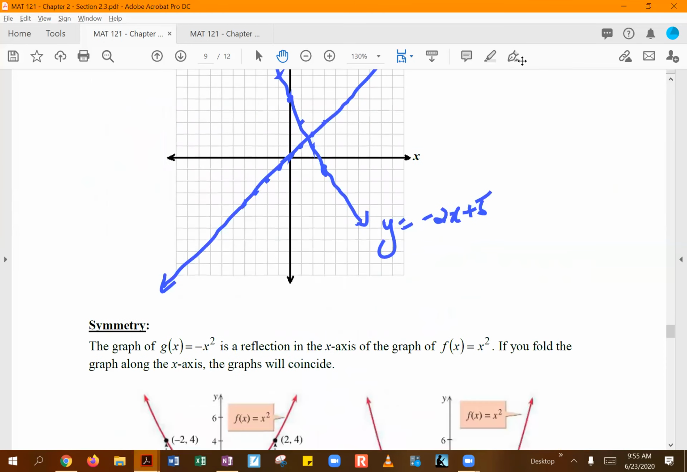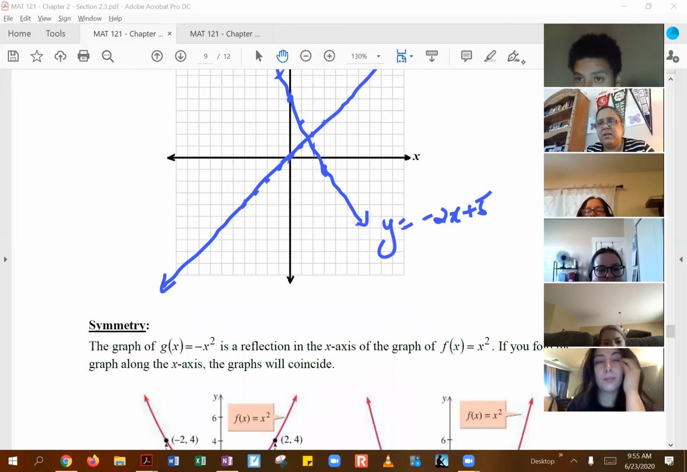Does that kind of make sense, guys? How the linear transformations work?